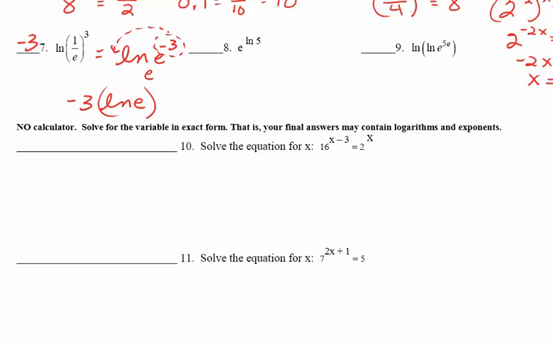In number 8, here's an inverse property. E raised to what power would produce the natural log of 5? Well, these are inverse operations. So we would have a 5 there.